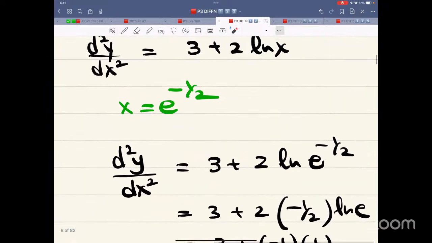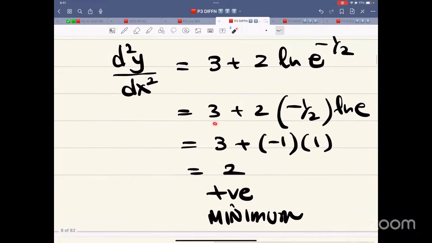Now over here, we are plugging into the second derivative. This is 3 plus 2 ln e raised to the power of negative half. This is 3 plus 2 into negative half ln e. Ln e is 1. The 2 and 2 cancel out. 3 minus 1, that is 2. That is positive, so it's a minimum.